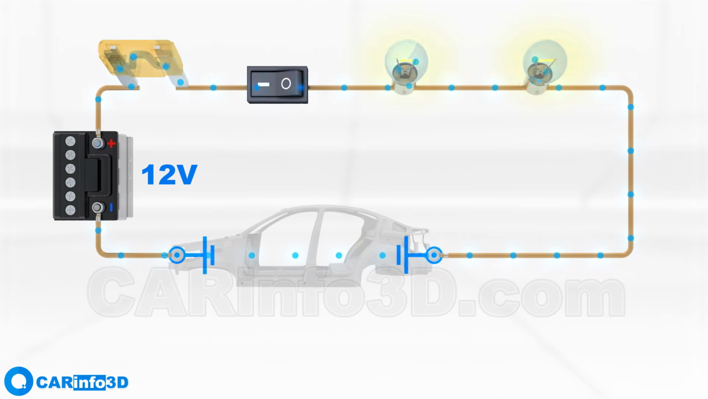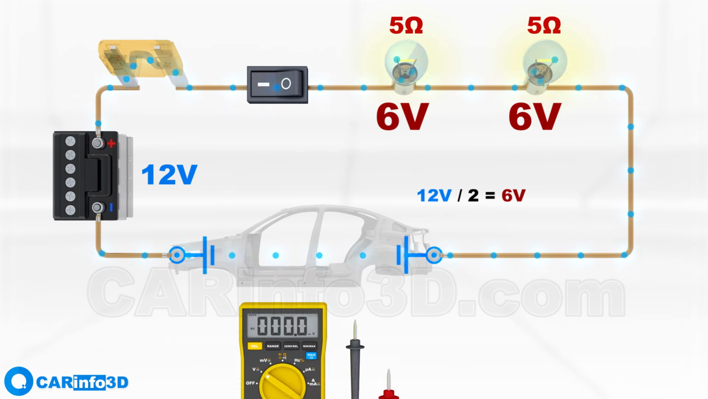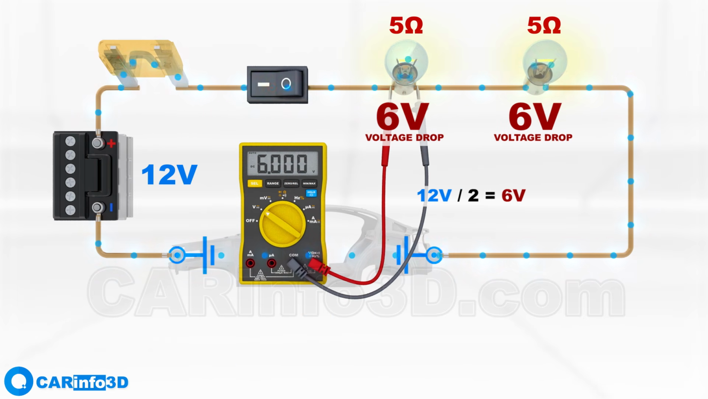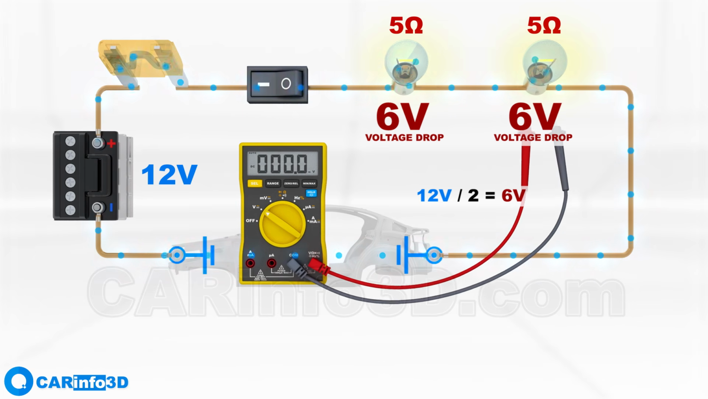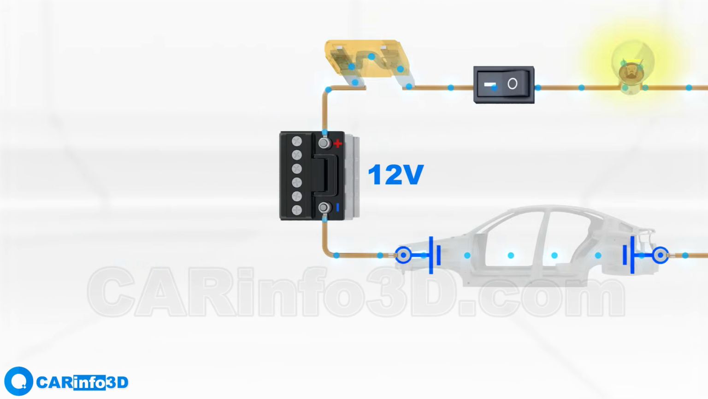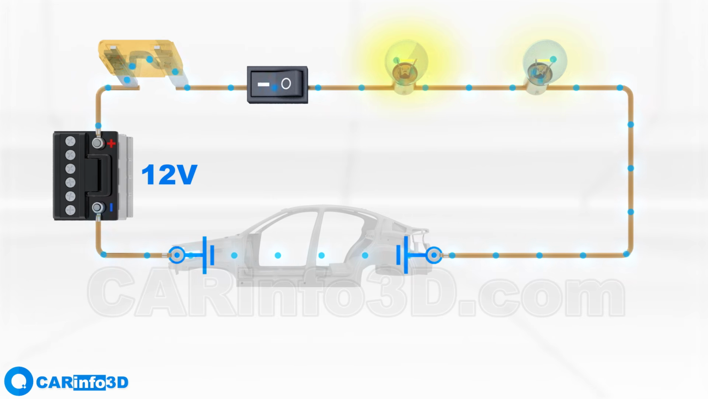Now let's take a look at a similar circuit featuring two bulbs. If both bulbs have the same resistance, the voltage across each will amount to 6 volts. In other words, the voltage drop across each bulb will be 6 volts. The bulbs will no longer shine brightly since they are sharing the available voltage. If bulbs have different resistance values, they will receive different voltages.